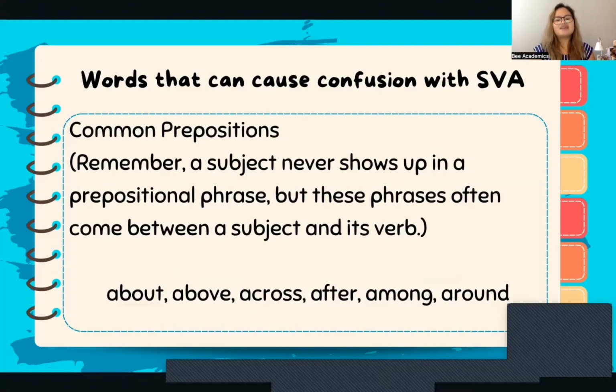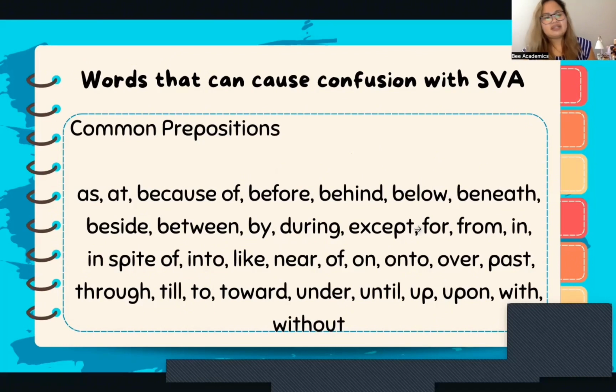And next is the common prepositions. Remember, a subject never shows up in a prepositional phrase, but these phrases often come between a subject and its verb. About, above, across, after, among, or around. So these are the prepositions. You do not look for your subject, okay, within your prepositional phrases.